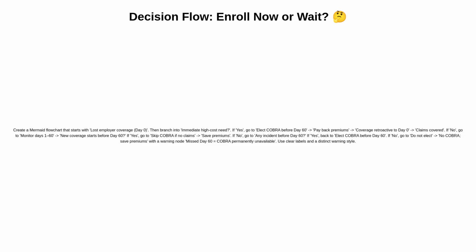If new coverage does not start before day 60, the chart asks again whether any medical incident occurred during the window. If yes, you would still elect COBRA before day 60 to ensure retroactive coverage. If no incident occurs and you reach day 60 without electing, the flow concludes that you do not elect and save premiums, but it highlights a critical warning. Once day 60 passes without election, COBRA is permanently unavailable for that event.